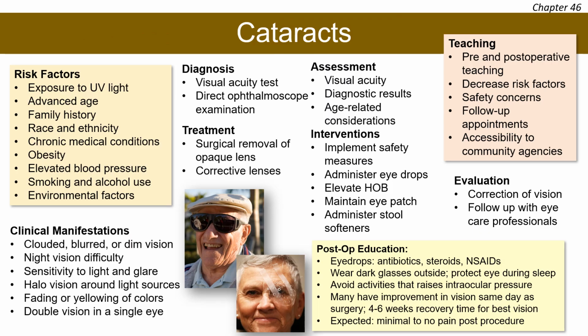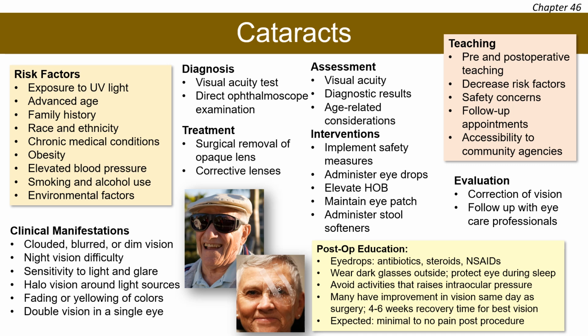All right, so cataracts. There are millions of people in this country that have cataracts, and by the age of 80, more than half of all people in the US will have had a cataract. So very common. There are a lot of risk factors. We have exposure to UV light. If you work outside a lot or you are at the beach a lot, it puts you at higher risk, especially if you started that activity at a younger age.